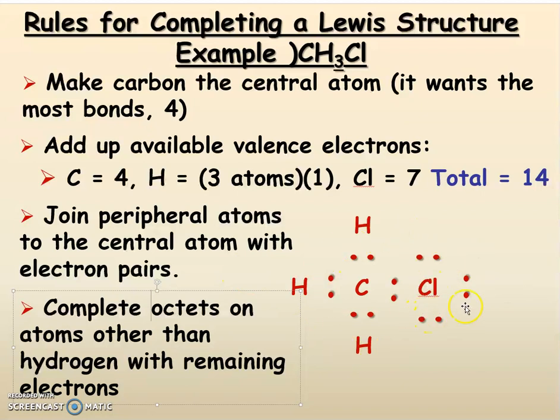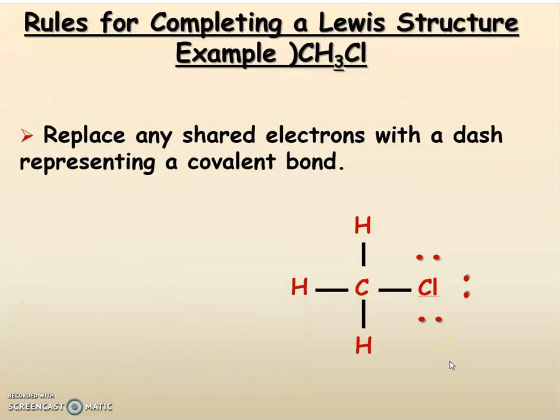So chlorine needed 6 more. So that's why I added in these 6 here. So technically, I've used 2, 4, 6, 8, 10, 12, 14. So I've used up all 14. The last thing, or you can do this first, but for each bond where you're sharing electrons, you now replace it with a dashed line.